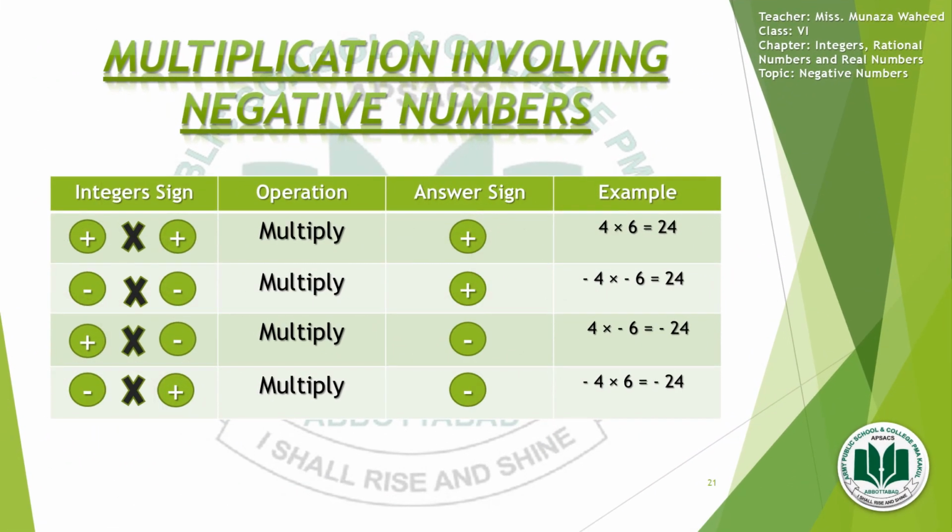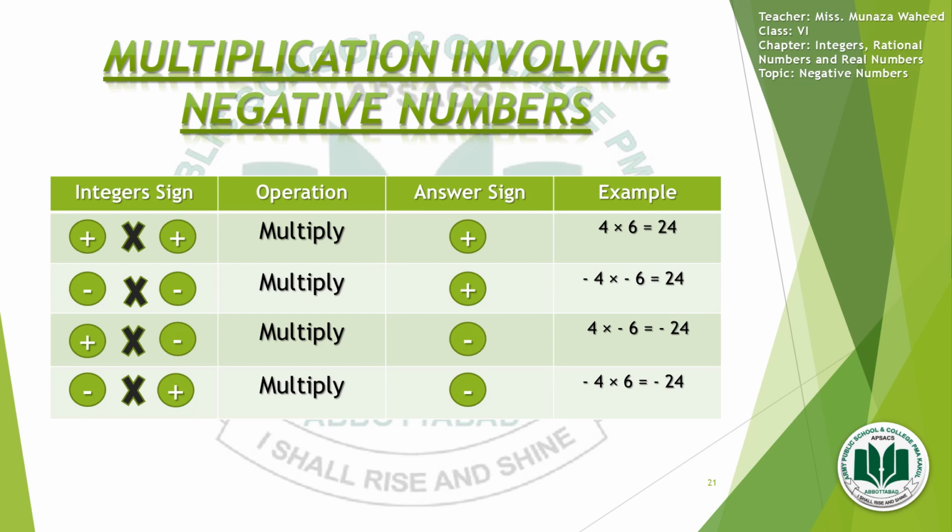Let's see how integers can be multiplied. Again, here you have to remember just two rules. First, if the signs of integers are same, then the product will be positive. For example, when positive 4 is multiplied with positive 6, the answer is positive 24. And when negative 4 multiplied with negative 6, the answer is again positive 24.